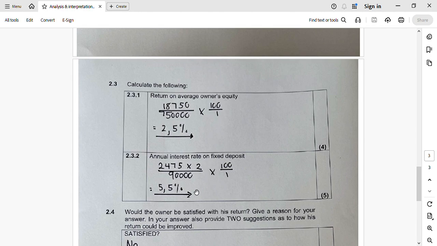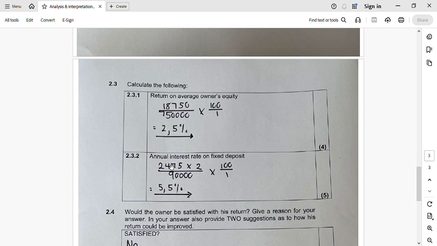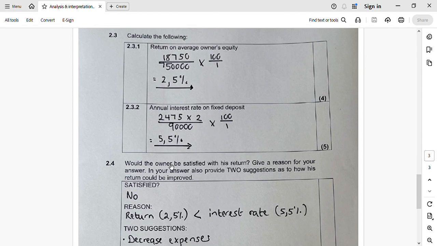They then ask you whether or not the owner would be satisfied, giving a reason. First of all, no. The reason is because your return here, 2.5%, is below what you could get if you just put your money in the bank. So notice how I am quoting figures here. I said the return, 2.5%, is less than the interest rate, 5.5%.